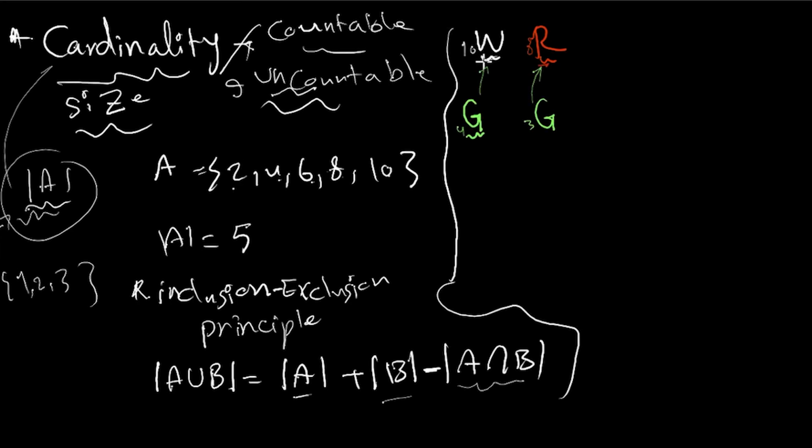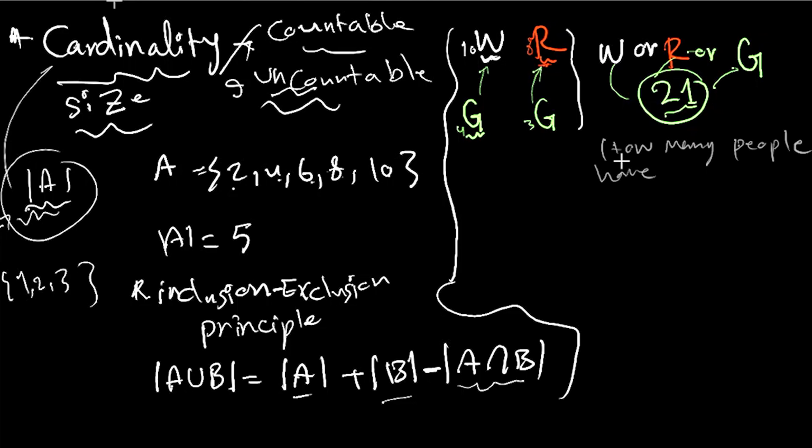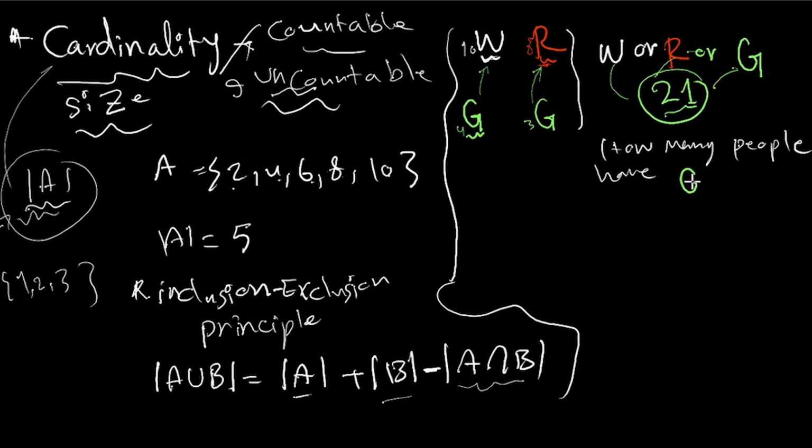Maybe I have an interesting example. The guys who are in a white shirt, 4 of them are wearing green shoes, and the guys who are in a red shirt, 3 of them are wearing green shoes. White shirt or red shirt or green shoes are actually 21. This is the total number. The question is, how many people actually have green shoes? The information here has to be understood first before we answer the question. So how can we approach this problem?